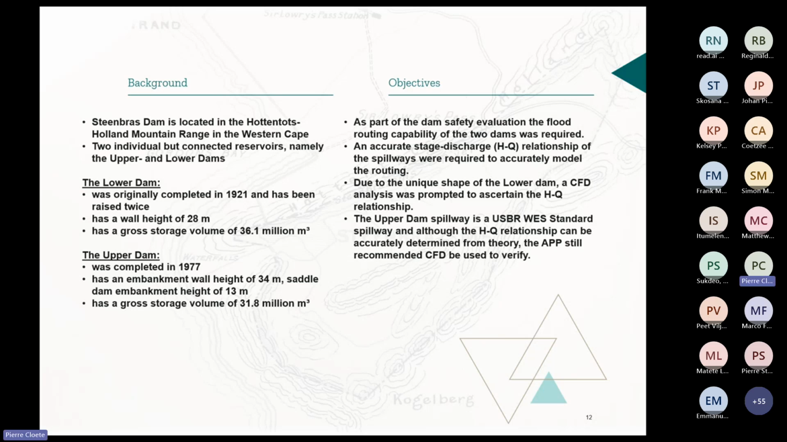The upper dam spillway, as I mentioned, is a standard USBR WS spillway, from which the head flow relationship can actually be easily determined. But the APP still recommended the use of CFD just to verify the head discharge relationship, which I obviously didn't say no to.